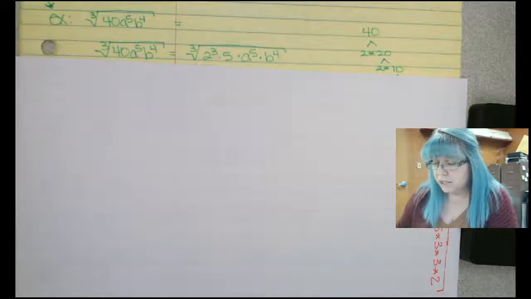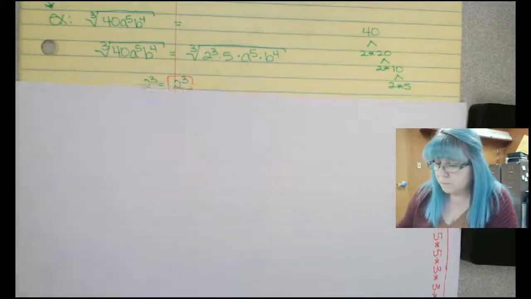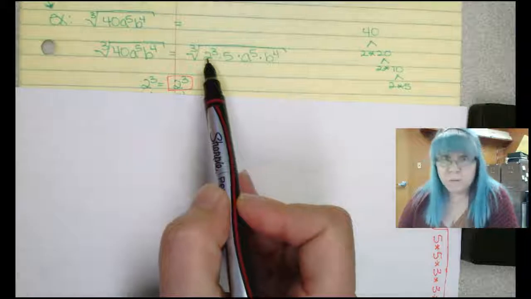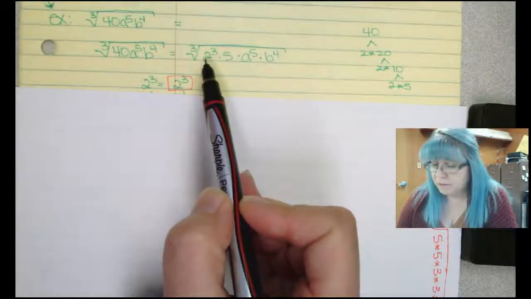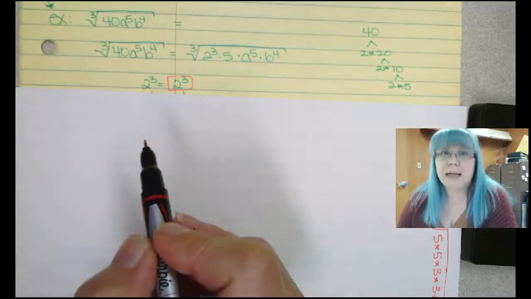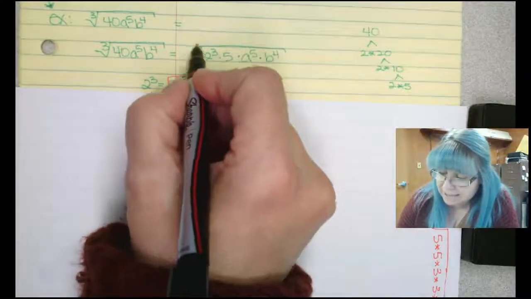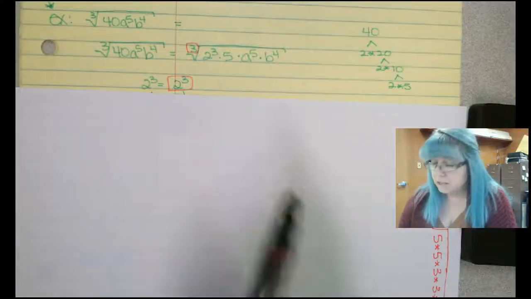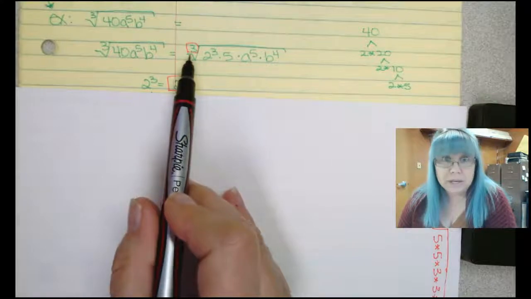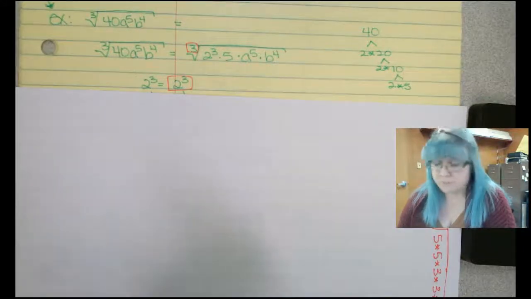But here's what I can do. I'm going to break these each apart separately, and I want to write them in powers of the index. See, the index is 3. So if I can write it in powers of 3, this will be helpful.